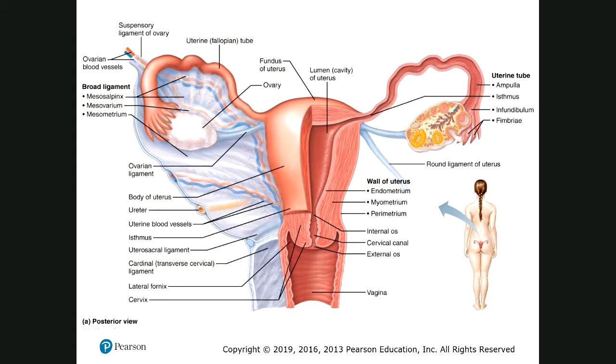Each ovary is held in place by ligaments. We have the ovarian ligament attached to the uterus. Look at that. We have the suspensory ligament, the ovary suspensory ligament, that will attach the ovary laterally to the pelvic wall. And we have the mesovarium ligament that suspends the ovaries. The suspensory ligament and the mesovarium are part of what we call the broad ligament that supports our uterine tube, uterus, and the vagina.